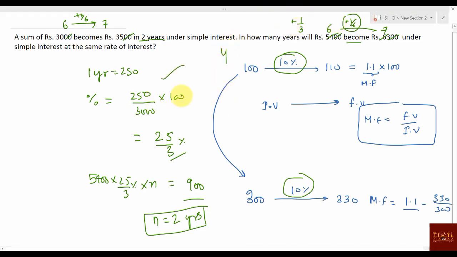Do you need to find the rate of interest here? No. So don't find unnecessary things which are not needed in the question. If they ask you to find the rate of interest, okay, then find it. Otherwise it is not needed. Clear?